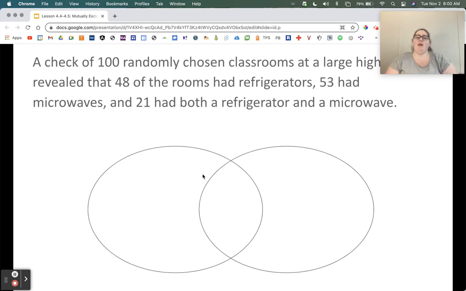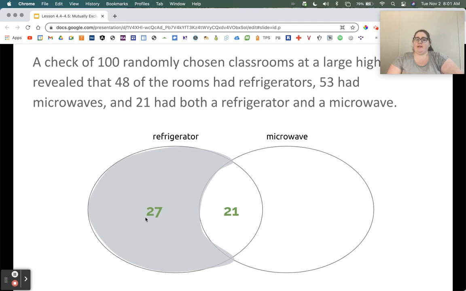All right, so a Venn diagram where I have one circle representing those that have a refrigerator and the other circle representing those that have a microwave. And I start filling that in, right? 21 have both, so I'm going to put that in the overlap, the intersection. And then over on the left side, I'm going to put the ones that have just a refrigerator, so the circle adds up to what it's supposed to. So 48 total had refrigerators, but 21 are the ones that had both. So if I subtract 48 minus 21, I'm left with 27 who have just a refrigerator, right?